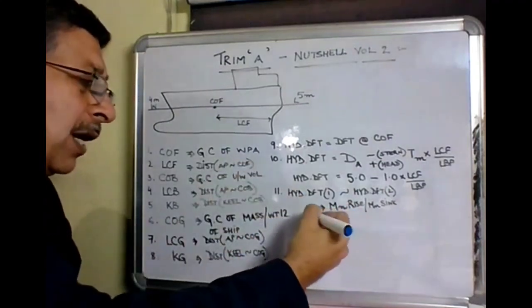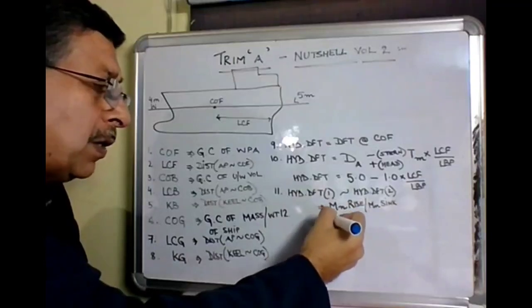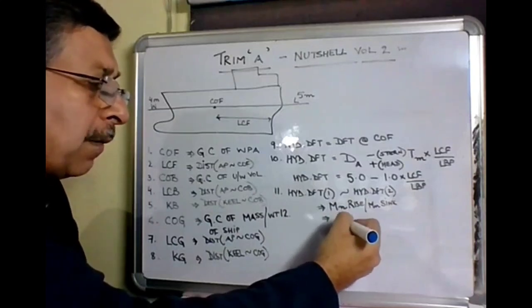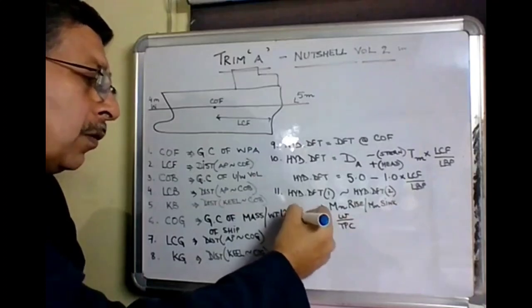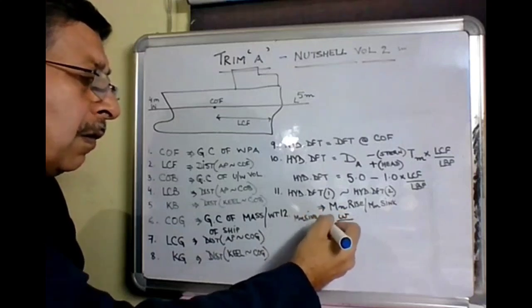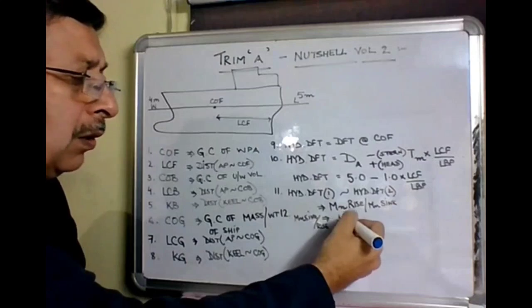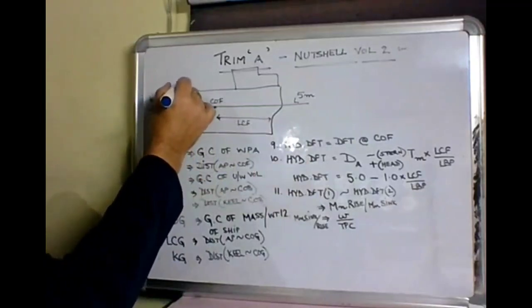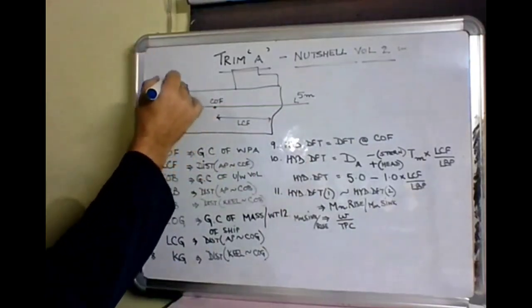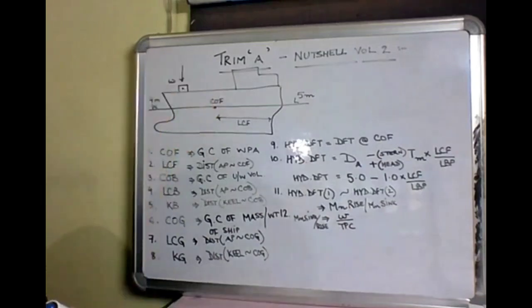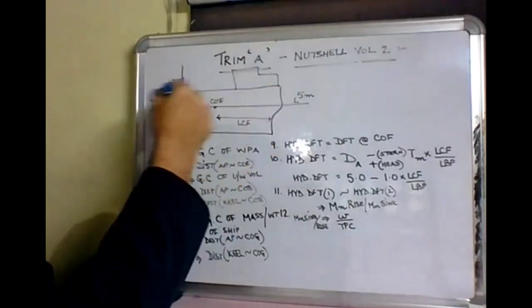This mean sinkage or rise is also equal to w upon TPC. This mean sinkage or rise is equal to small w upon TPC. Small w is a weight which is being loaded, let's say, anywhere on the ship. So this is a weight which is being loaded. It could be anywhere, here or here, anywhere, forward, aft, port, starboard.